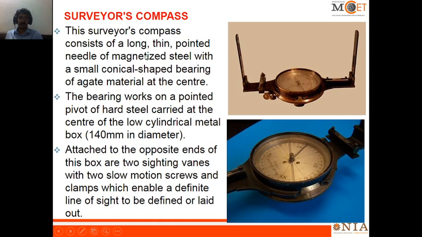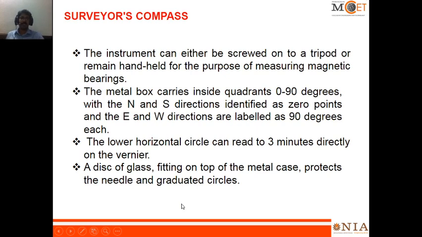The surveyor compass consists of a long, thin pointed needle of magnetized steel with a small conical shaped bearing of agate material at the center. The bearing works on a pointed pivot carried at the center of a low cylindrical metal box. It is of 140 mm diameter. Attached to the opposite ends of this box are two side vanes with two slow motion screws and clamps which enable the line of sight to be defined or laid out. The instrument can either be screwed onto a tripod or held in the hand itself.